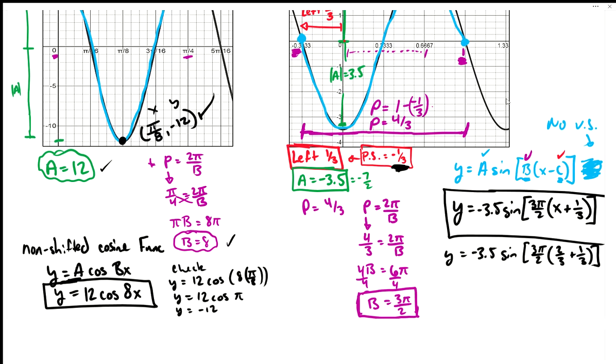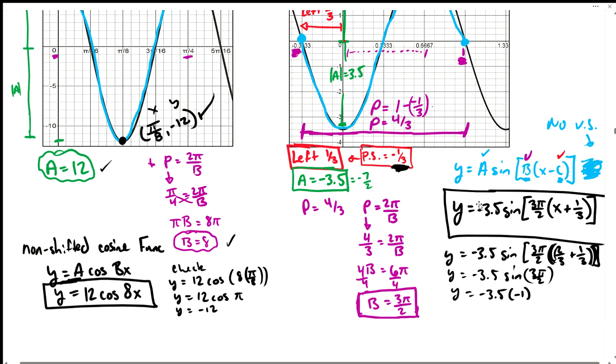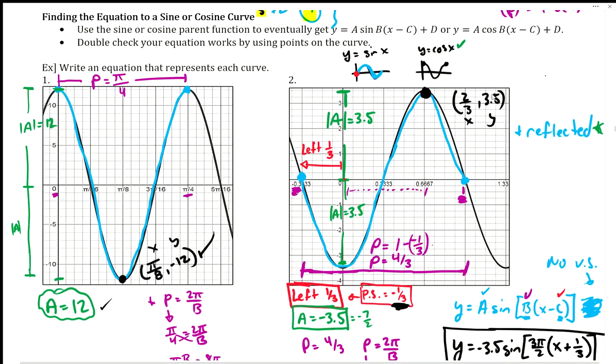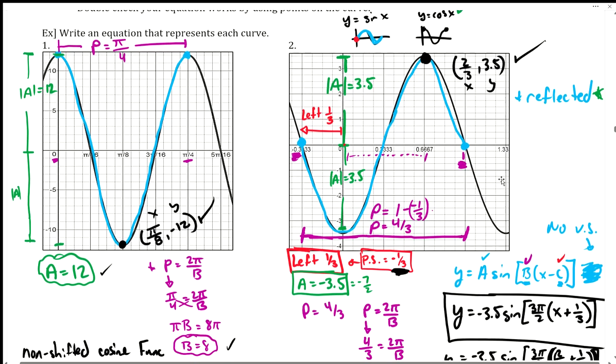So let's find out. Well, this in the parentheses, 2/3 plus 1/3 is 1. So I don't need to write times 1. I could just say that this is sine of 3 pi halves. Well, sine of 3 pi halves is negative 1. So negative 3.5 times negative 1 is that y coordinate. We got it. Okay, so it looks good. And again, we could plug in these other points too to really verify. But I think we're good.